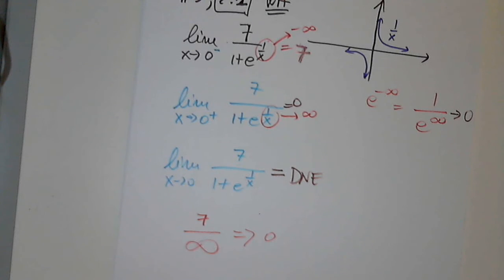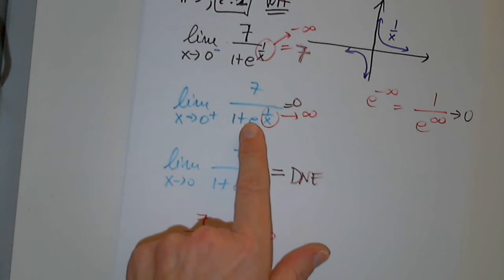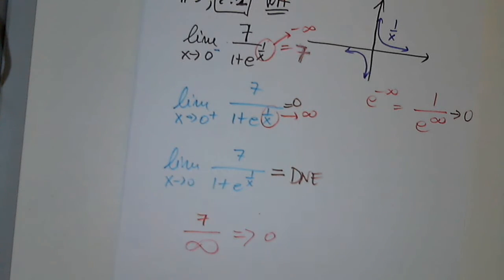That's the reason why we have to look at the graph before we analyze this function. Because from the left approaches negative infinity, but e to negative infinity approaches 0. But from the right it approaches infinity, but e to infinity is infinity, where infinity plus 1 is infinity. 7 over infinity would be 0. And therefore, the limit from either side does not exist. Very good problem. Anything else?